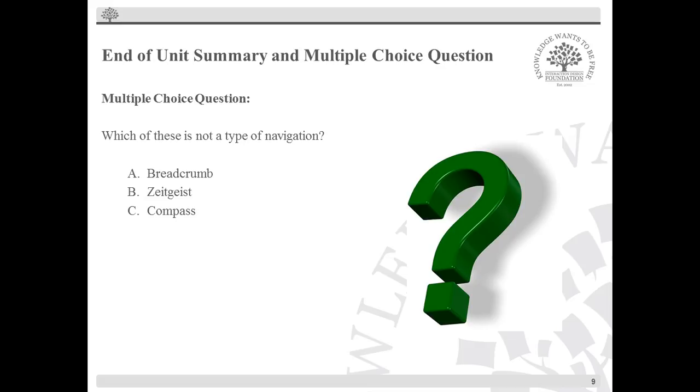Multiple choice question. Which of these is not a type of navigation? Breadcrumb, Zeitgeist, Compass. And that's the end of this unit.